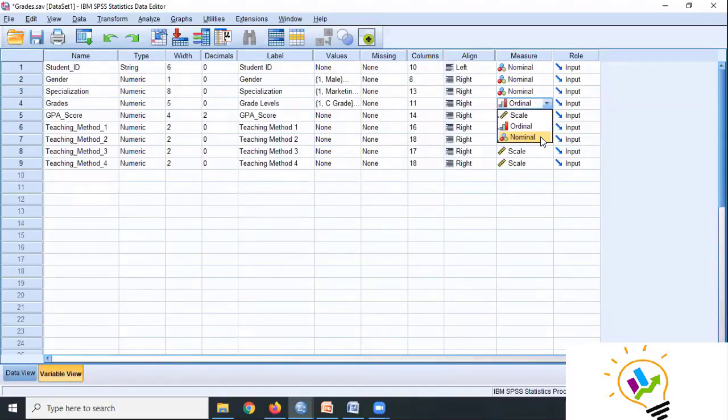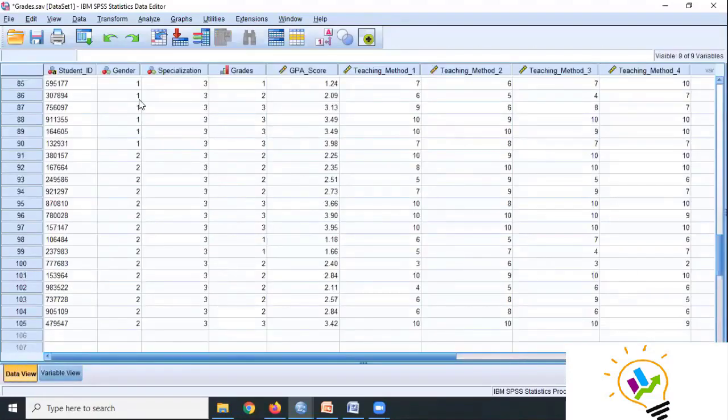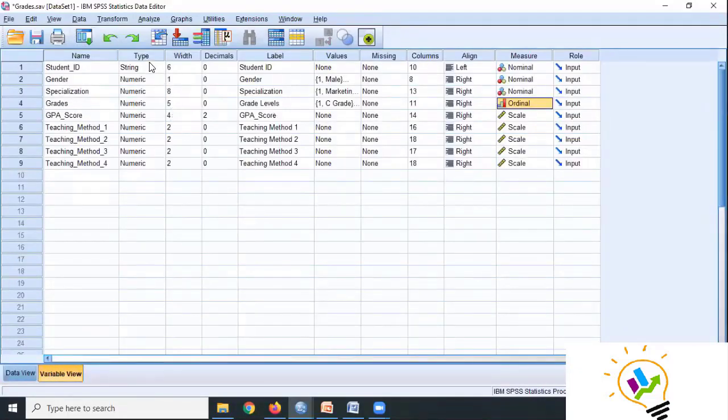So whenever we enter any data into SPSS, before we start the analysis, we need to take care about what type of data we are entering, the data type in this column, and we need to check the measurement types. And measurement type, I said, is nominal, ordinal, and scale data. Right.